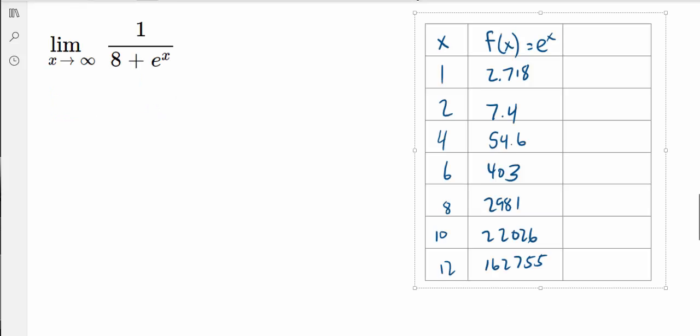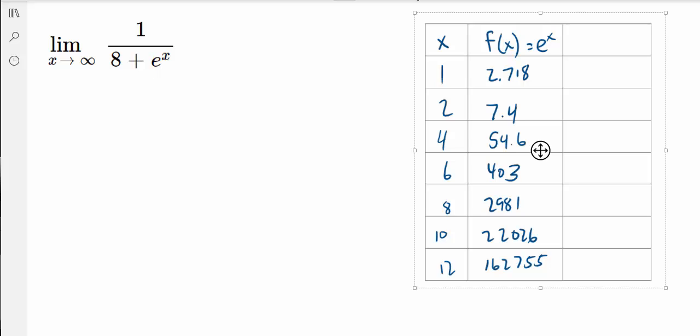Our last example is 1 divided by the quantity 8 plus e to the x. And since part of the function is e to the x, I copied the table from our first example that had x increasing without bound in the positive direction, and we noticed that the outputs grew without bound. So the answer to that one was infinity, or you can just think of it as a large number.